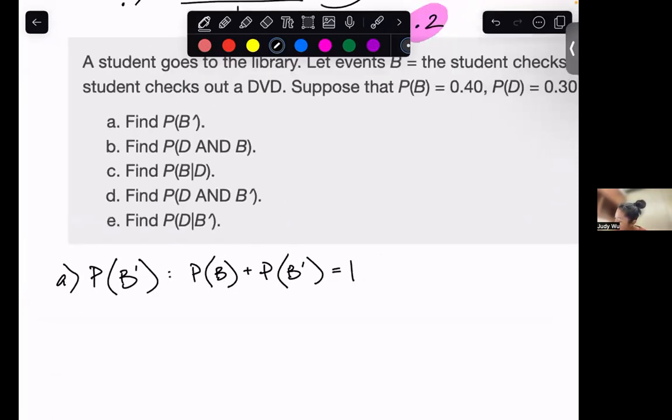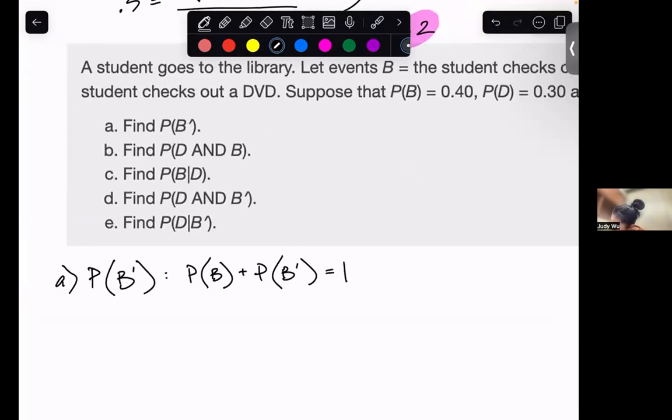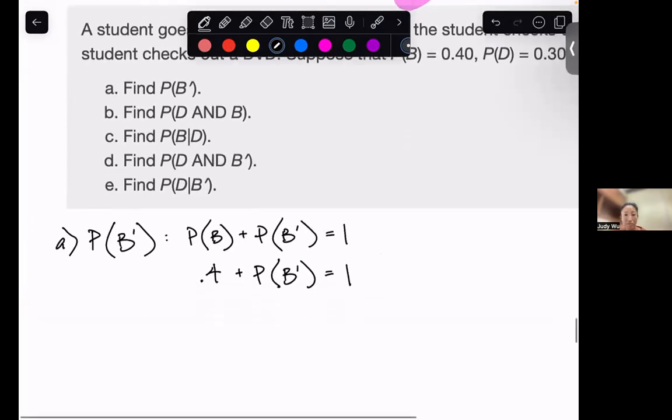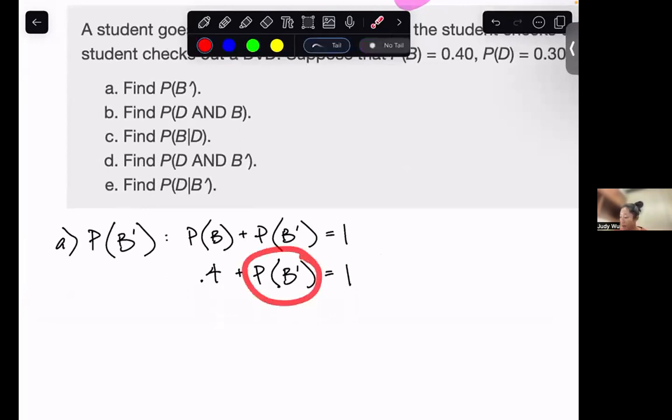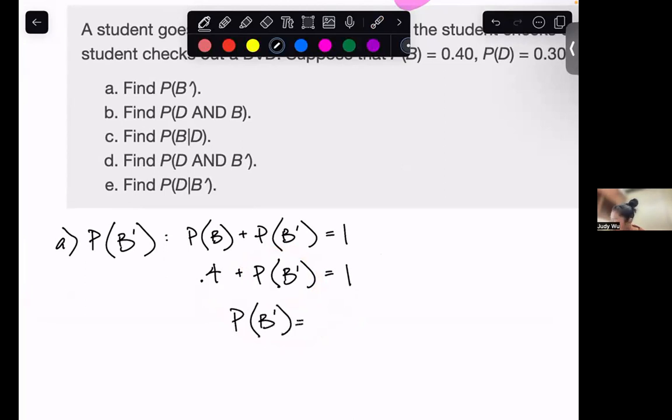And if I plug in the numbers that I have, I notice that for P of B, I can put a 0.4 plus P of B prime, which is what I'm looking for, equals 1. And how do I get this P of B prime by itself? Well, I just take that 0.4 and I subtract it to the other side. And so that'll give me P of B prime will be equal to 1 minus 0.4, or 0.6. Okay.